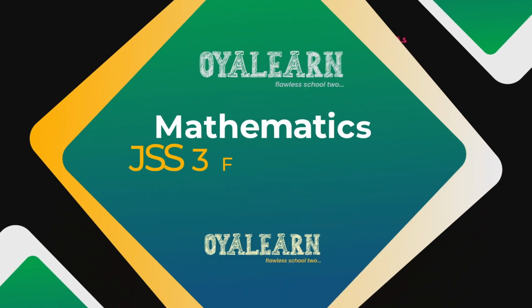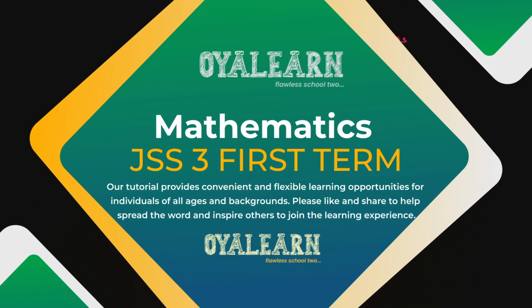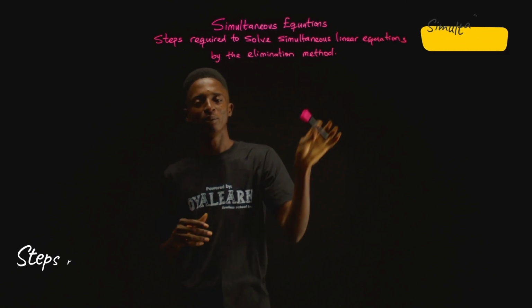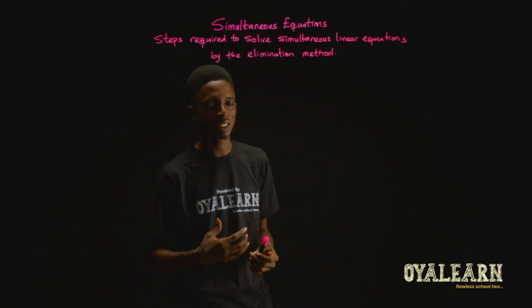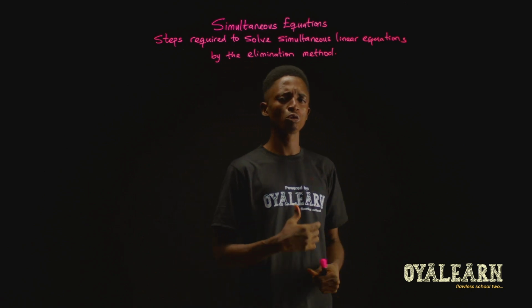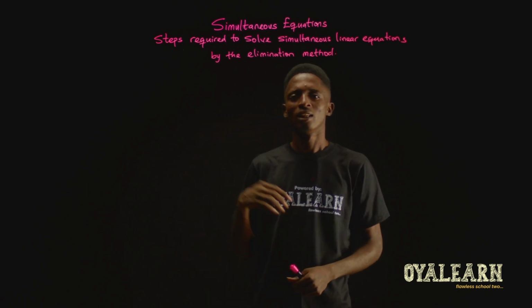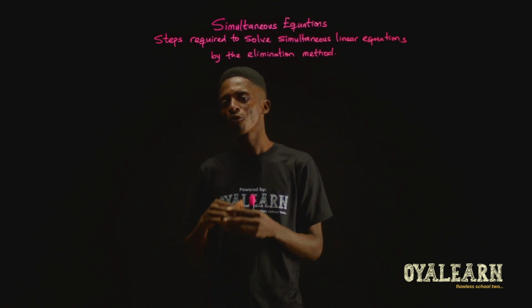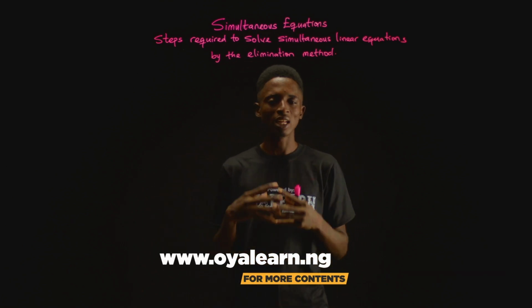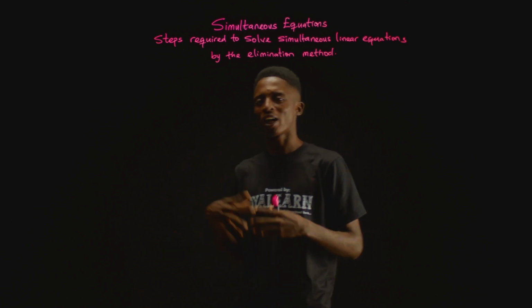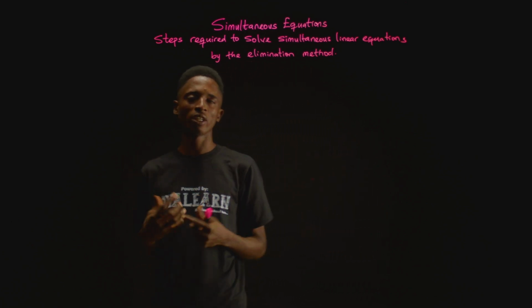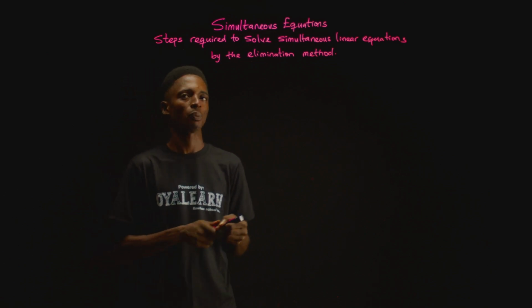Let's consider the steps required to solve simultaneous linear equations by the elimination method. That is, when you are to solve a simultaneous linear equation and you choose to use the elimination method, these are going to be the steps that, when you follow them carefully, you would arrive at the correct answer without error. We're trying to minimize your error when you are solving the simultaneous linear equation.